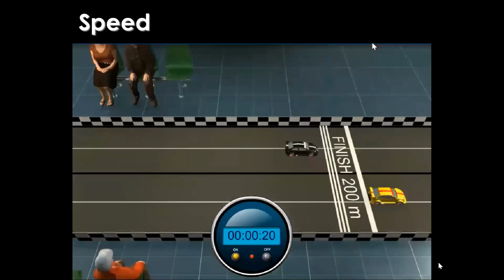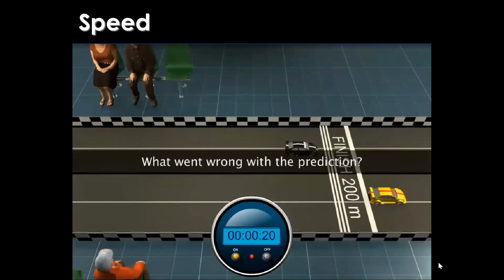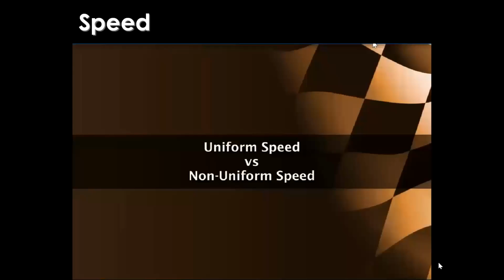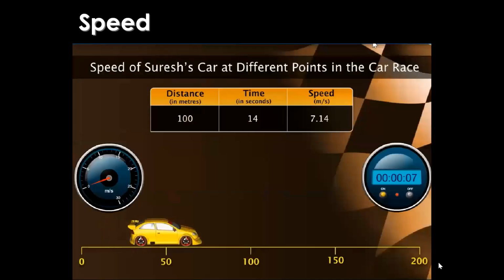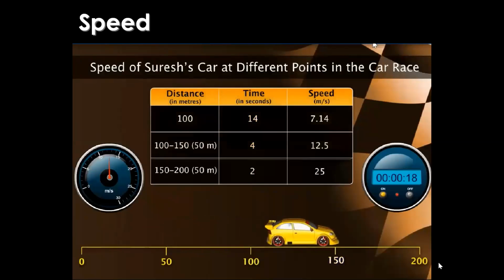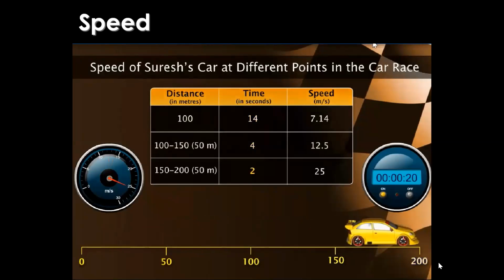Yes, but surprisingly, Suresh has won the race, which means we went wrong in our prediction somewhere. For that, let's have a detailed analysis of the motion of the two cars. For that, we need to see the time taken by both of them in fixed intervals of time. Let's first analyze Suresh. He has taken 14 seconds to cover 100 meter, whereas he took only 4 seconds to cover the next 50 and 2 seconds to cover the next 50.